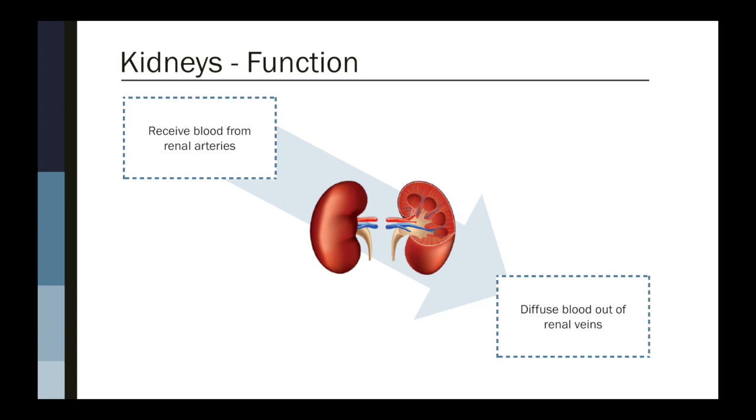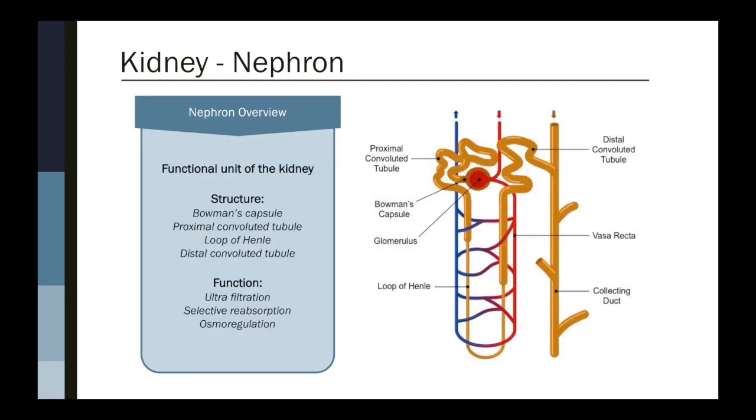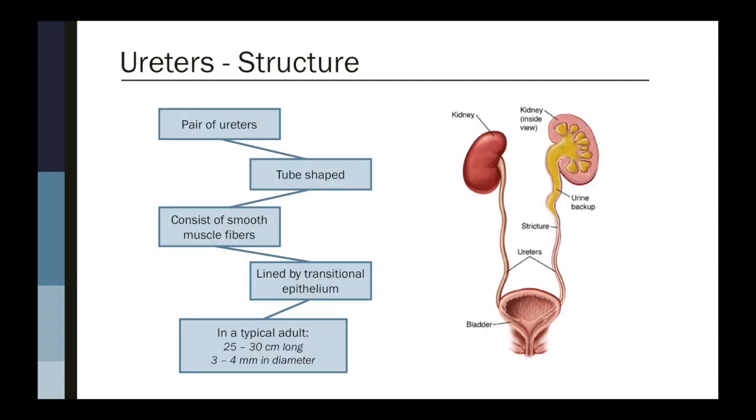The primary function of the kidneys is to receive blood from the renal arteries and diffuse blood out of the renal veins. The structure of the nephron goes through the process of actually filtering this blood and producing urine. These functions are called ultrafiltration, selective reabsorption, osmoregulation. Furthermore, specific structures making up the nephron include the Bowman's capsule, the proximal convoluted tubule, the loop of Henle, and the distal convoluted tubule. The kidneys are attached to the ureters, and the ureters come as a pair with one ureter attached to each kidney.